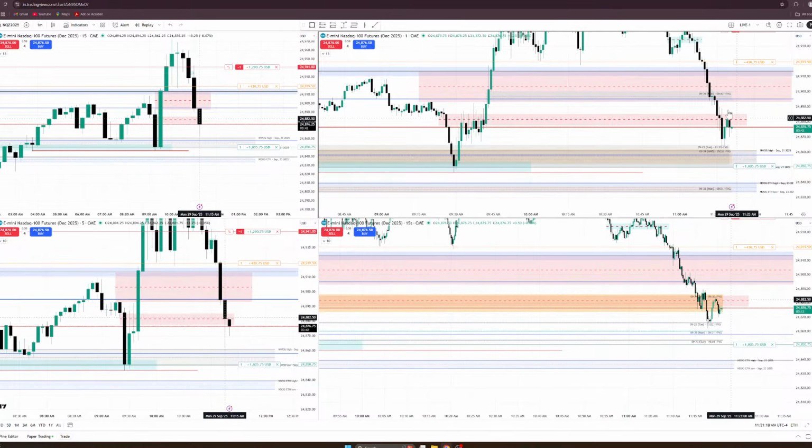But we closed below this bearish fair value gap, and I want to see price remain below this. But this is NFP week, guys. We will see all kinds of price action.